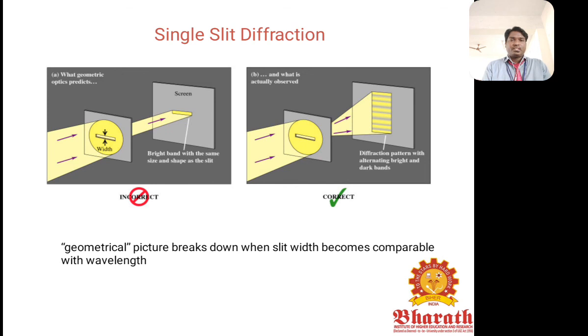Single slit diffraction. See these pictures. The first one is wrong, it's incorrect. The second one is correct. We have bright and dark bands here in the diffraction pattern of the scattered light. The geometric picture breaks down when the slit width becomes comparable with the wavelength.